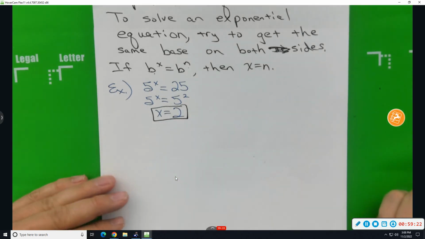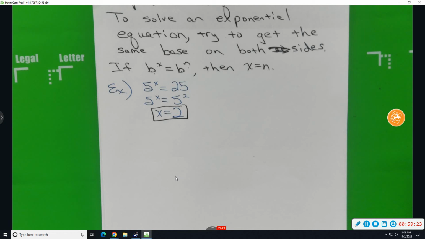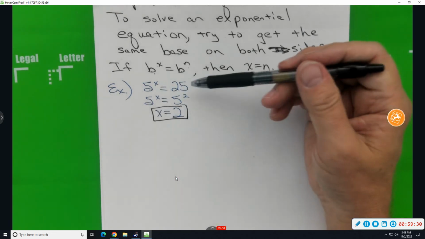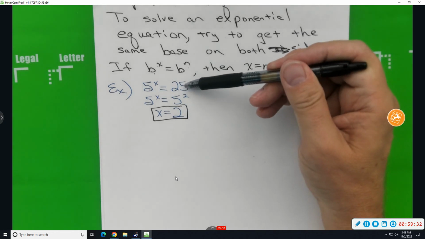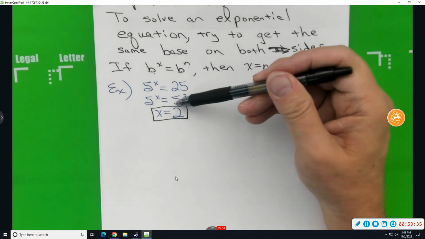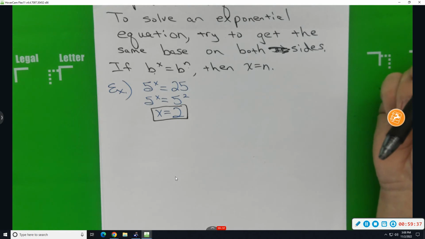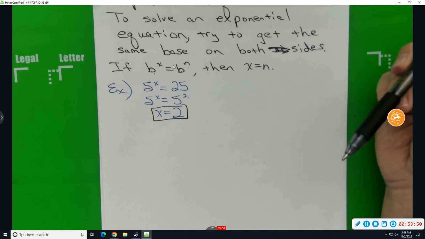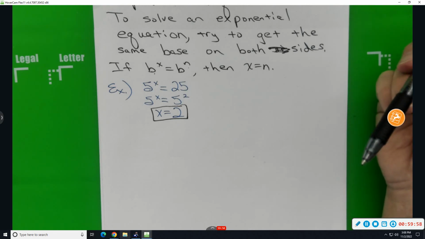The work here is going to be to get the same base on both sides. Notice we didn't start off with 5 to the power equals 5 to the power. We had to get a common base by rewriting 25 as 5 squared. Sometimes students tell me they can do this one without the step, they just know 5 squared is 25. Okay, but that's just what your brain is doing, even if you don't write that out. And it perfectly illustrates this statement up here. If b to the x equals b to the n, x equals n.